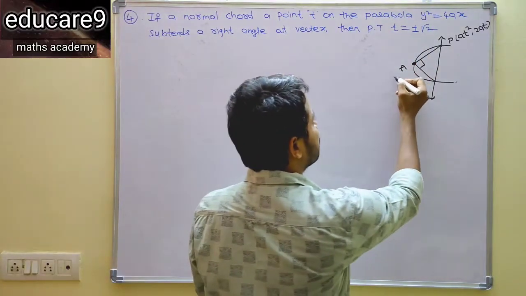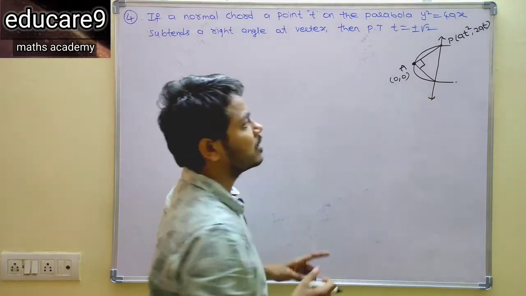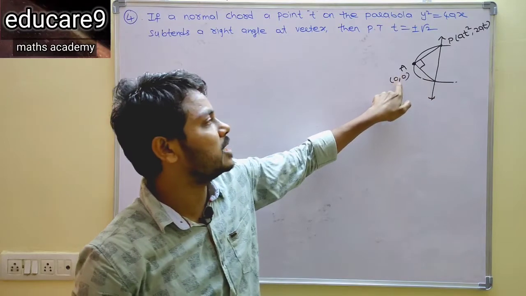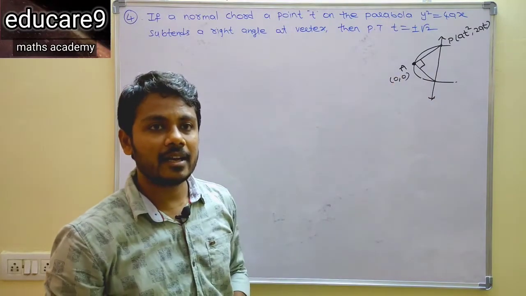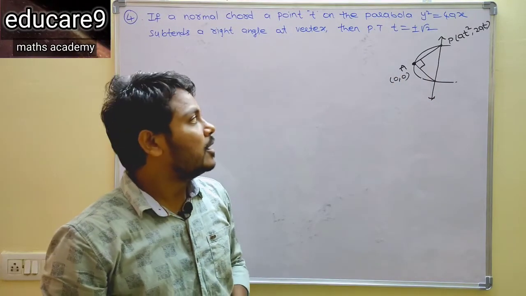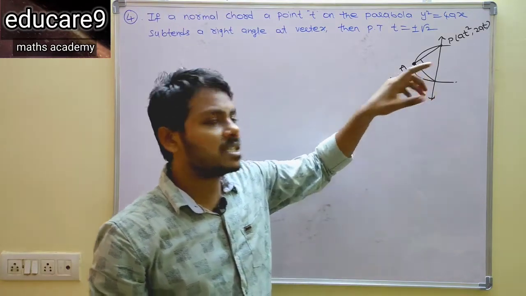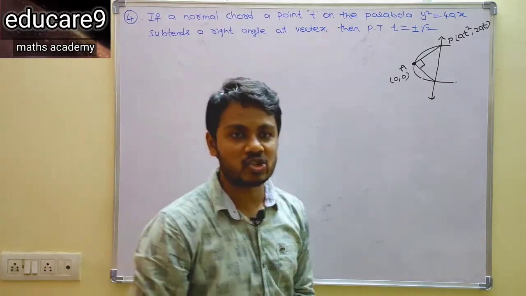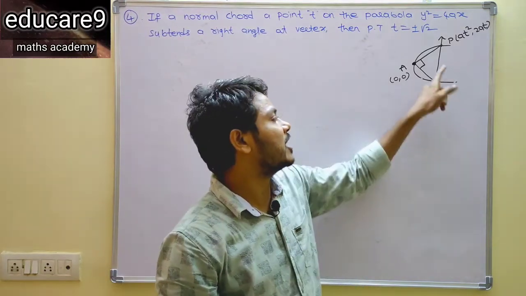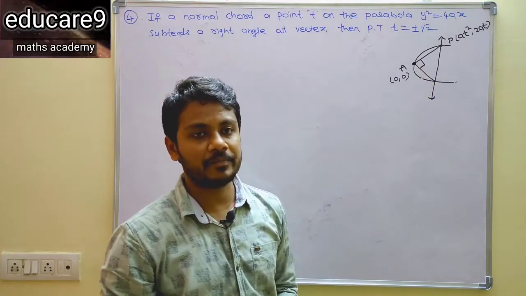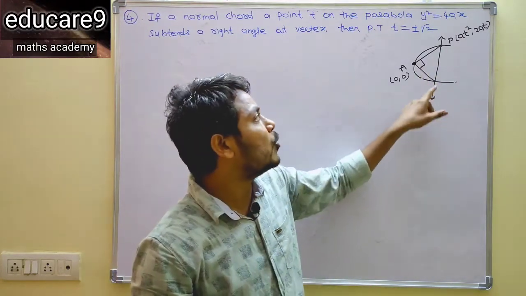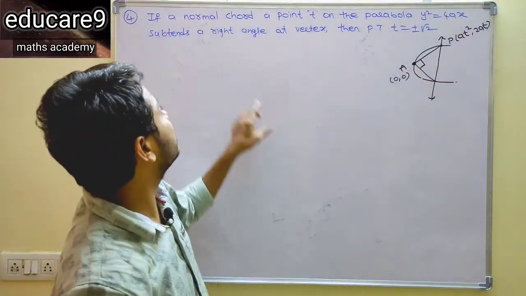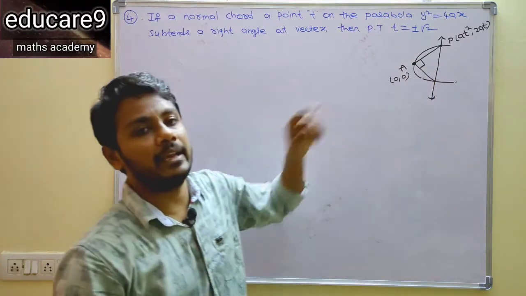So clearly your vertex is the origin. See here, these two lines pass through the vertex, means origin. Now the angle between these two lines is 90 degrees, means coefficient of x square plus coefficient of y square is equal to 0. Then we can say that these two lines are perpendicular. So for that, we have to homogenize the given parabola with the normal line.